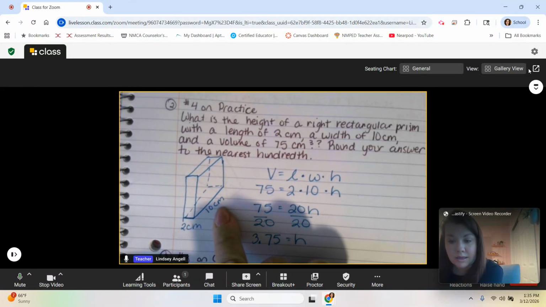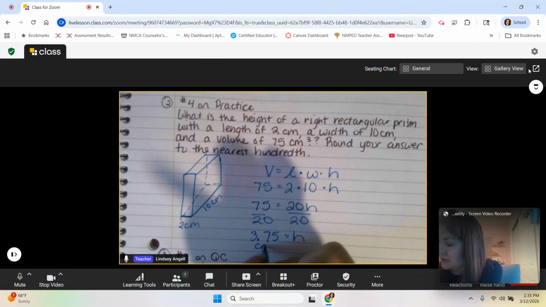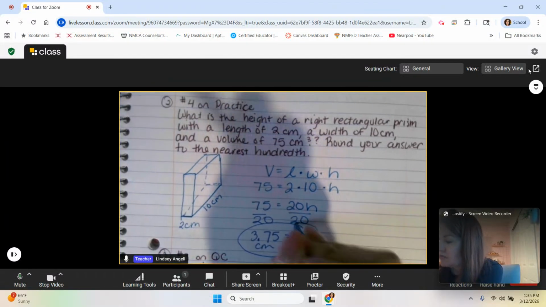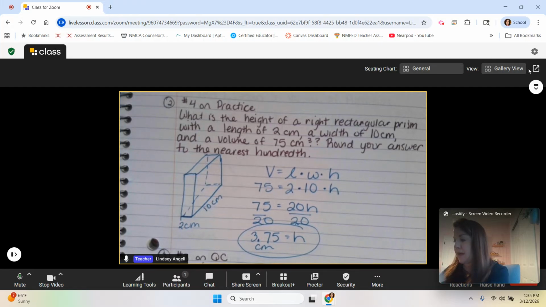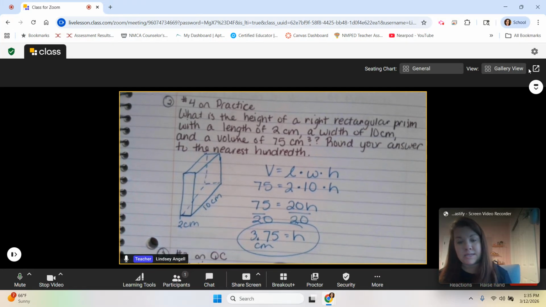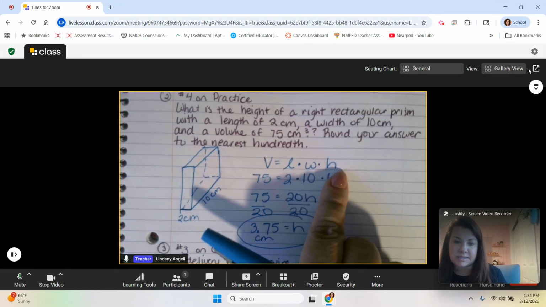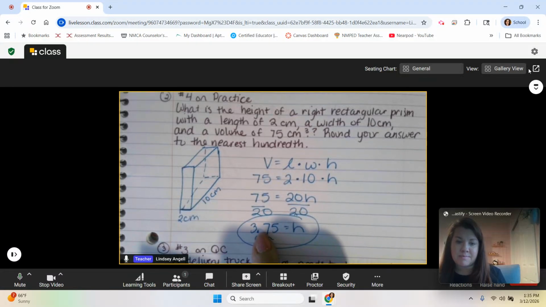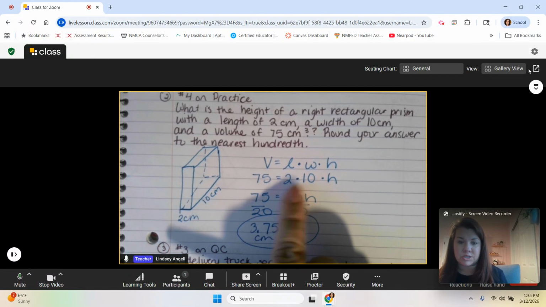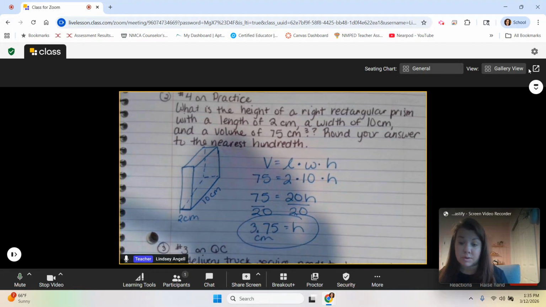And we were talking about centimeters in this case. So my drawing wasn't completely accurate, but that's okay. All right, so that would be the height. So volume is length times width times height, right? I should be able to get back to 75 by doing 2 times 10 times 3.75.